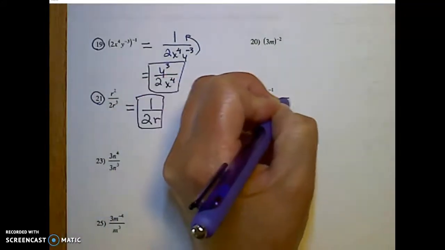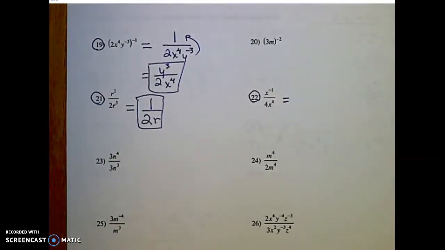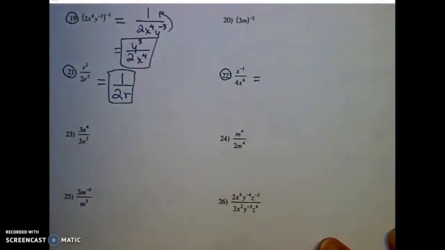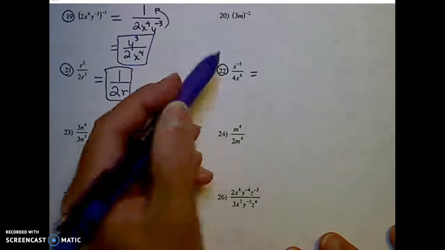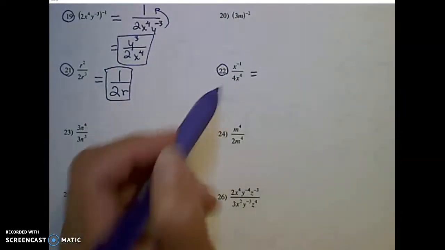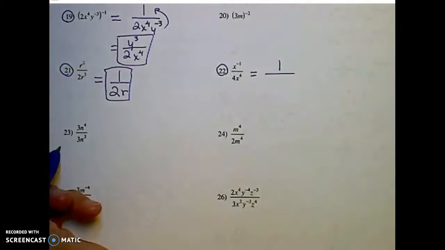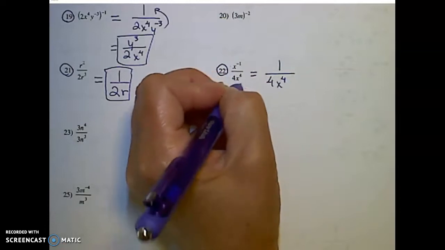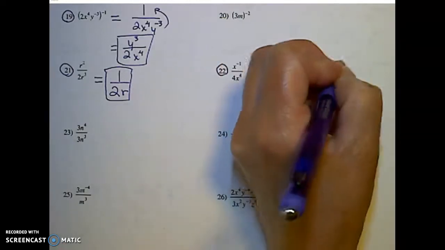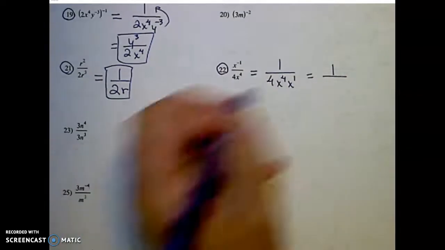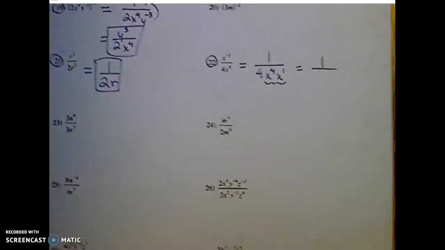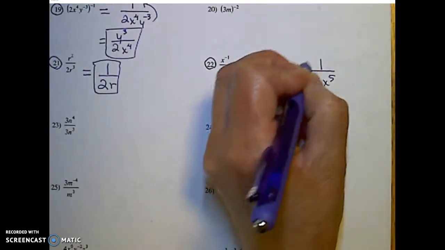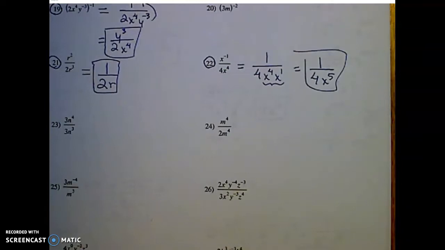Then can you rewrite 22? That negative exponent I want to move down, so I get 1 over, because nothing moves up, 1 over 4x to the fourth, but then I move that other x to the first down, which becomes 1 over. Now when I multiply two things with the same base, I'm going to add those exponents, 1 over 4x to the fifth. Alrighty.